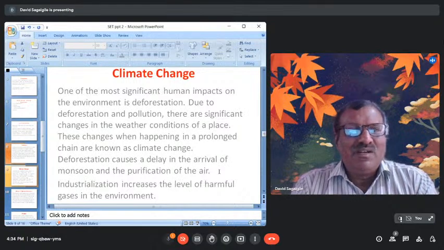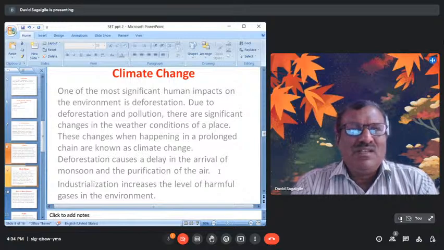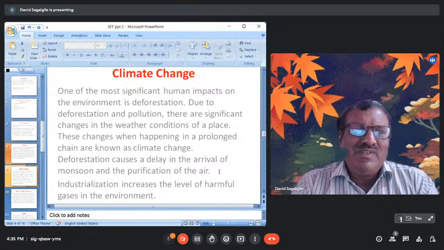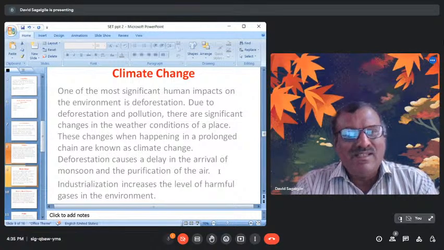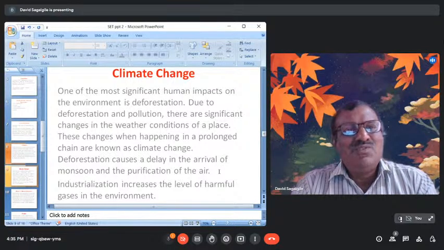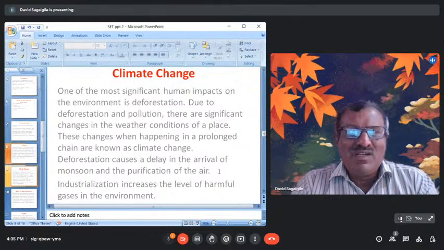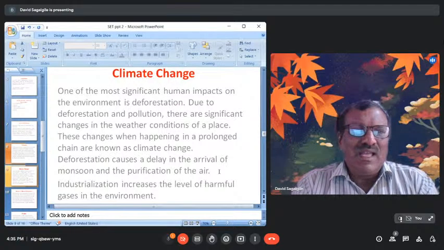That means in olden times we see that on 6th of June the monsoon used to come into Maharashtra, isn't it? On 6th of June, most of the cities and most of the places in Maharashtra would get the first monsoon showers. But today we see that the monsoon is prolonged, that means delayed. Sometimes even on 15th June there is no rain, and the rains usually start in July or August because of the climate change.